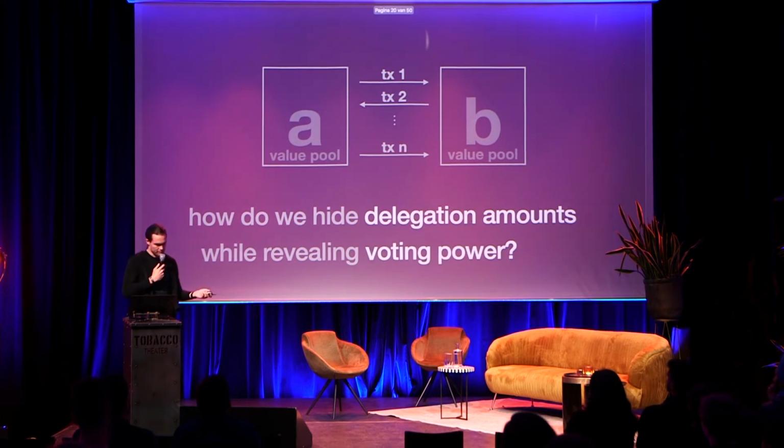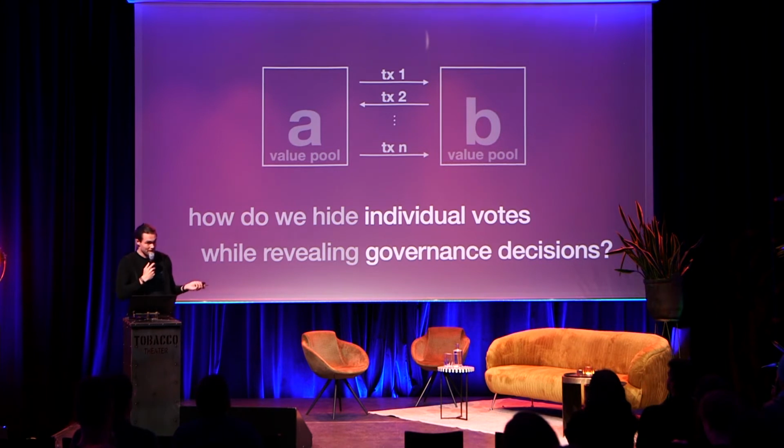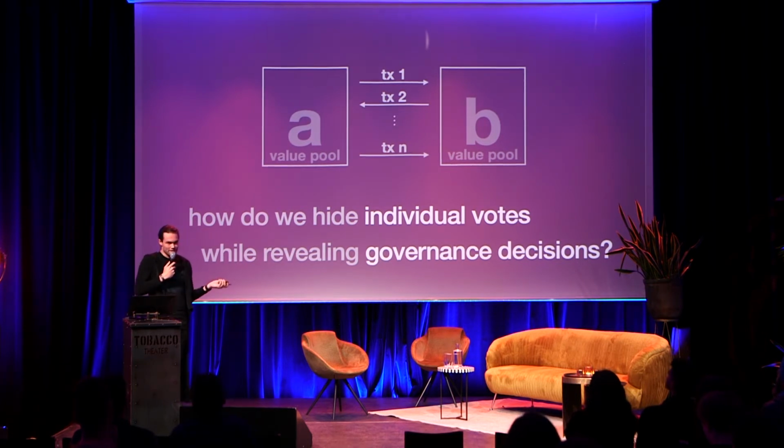So as an example, how do you hide the amounts of each person's delegation, but still be able to see the aggregate total voting power of all the different validators? Or how do you hide individual votes, right? You definitely want to have private voting because otherwise people are just going to airdrop bribes to people. But you still need to be able to figure out what the governance outcome is.